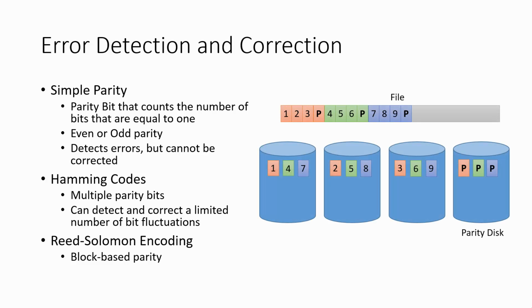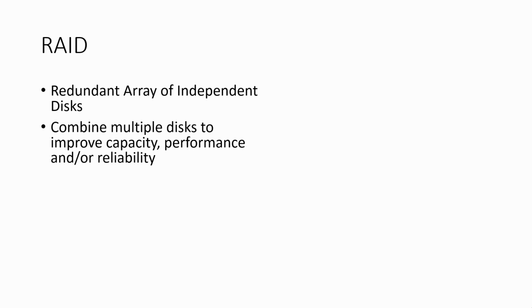So here we have an example of a file that is striped across disks, and we introduce the notion of an additional parity disk. So we have parity for every 3 blocks, and all of the parities are stored on a dedicated parity disk. Now that we've discussed some of these individual schemes, we can now talk about RAID. RAID is short for Redundant Array of Independent Disks. It's a method by which you can combine multiple disks to improve capacity, performance, and/or reliability, and the way in which you combine the disk will dictate how each of these parameters are affected.